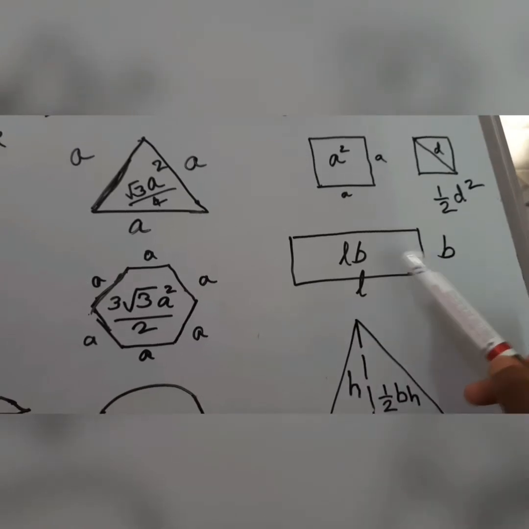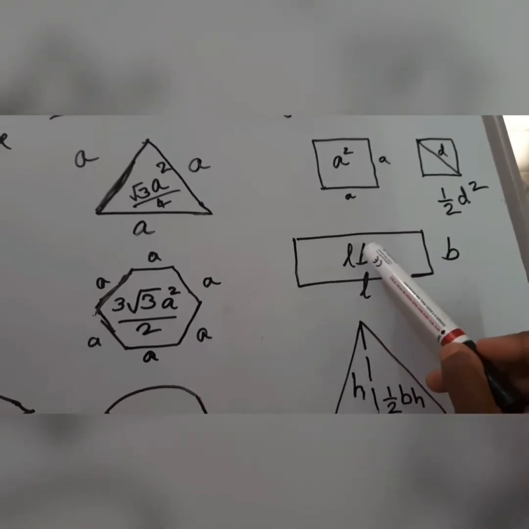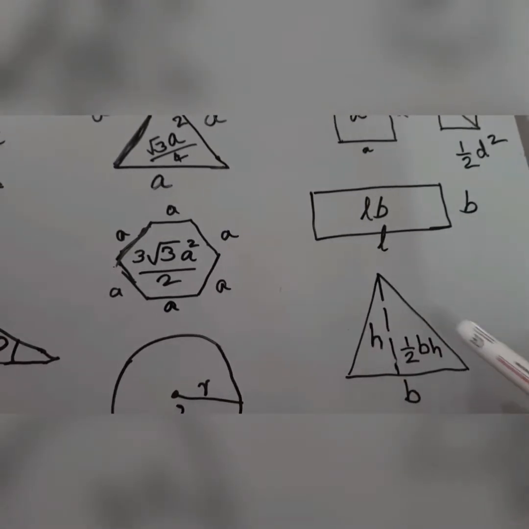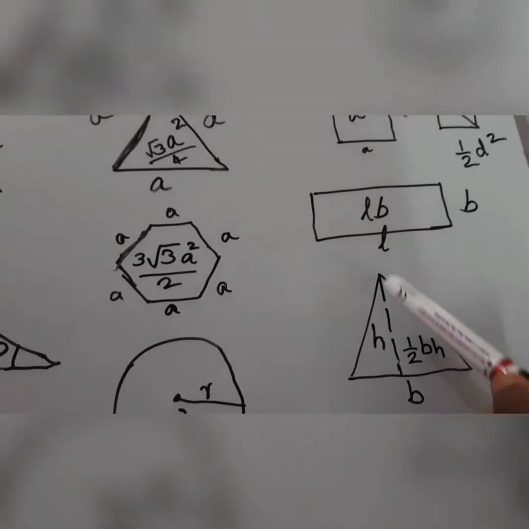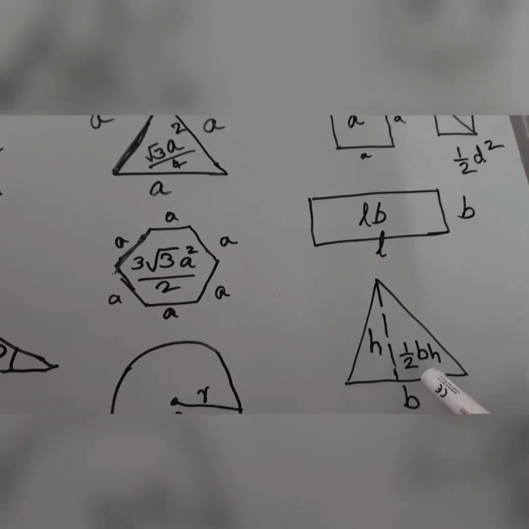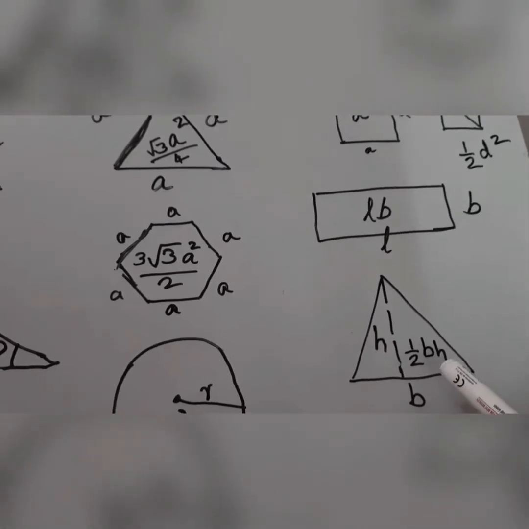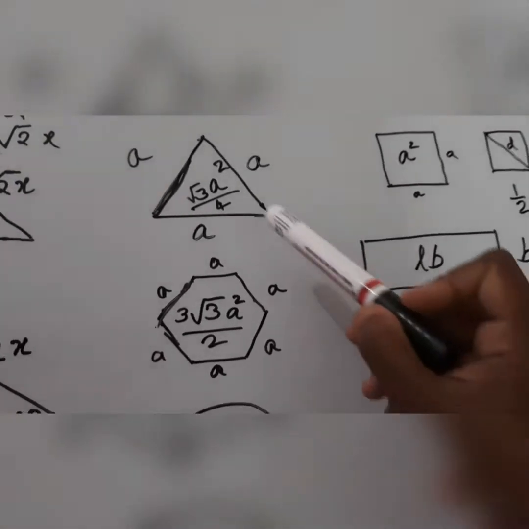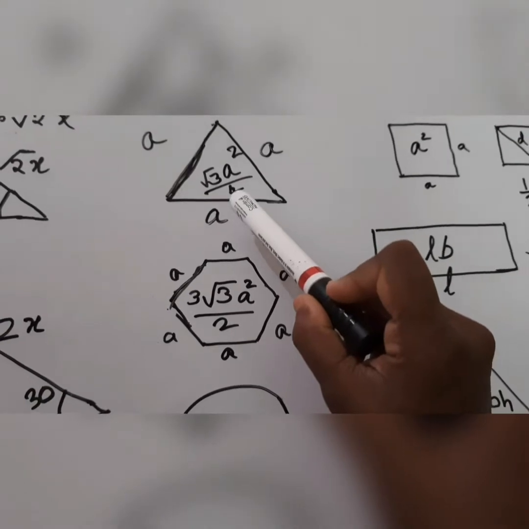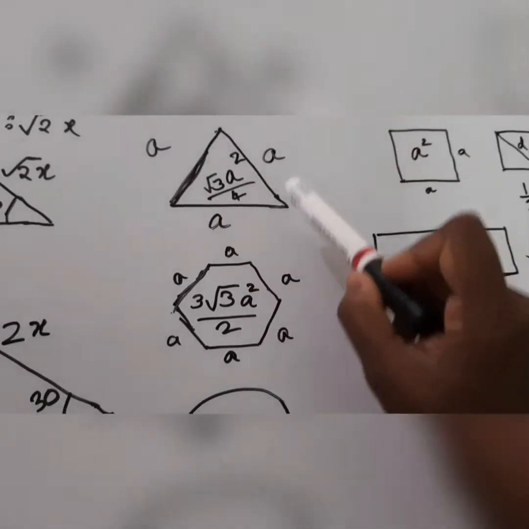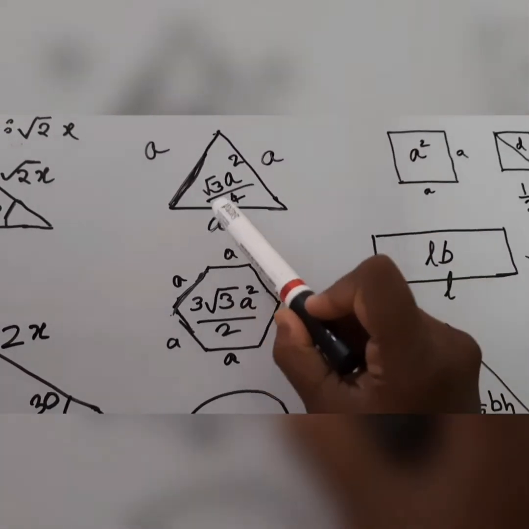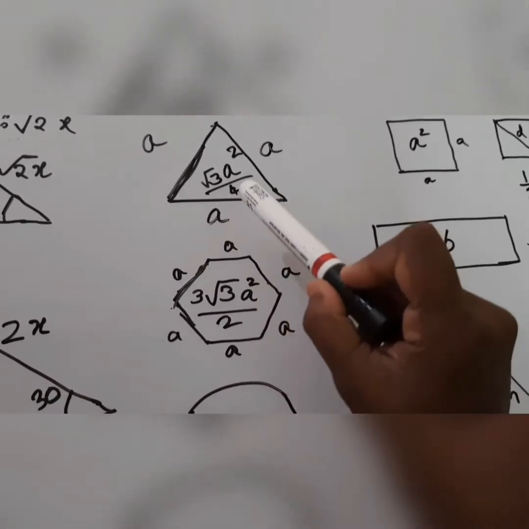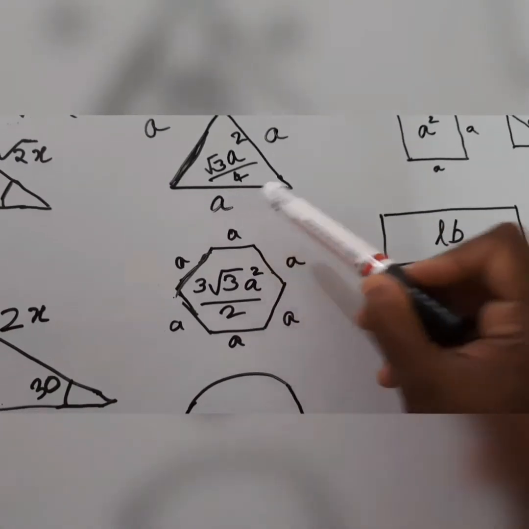Now this is a rectangle. The area of this rectangle is length into breadth, that is LB. Now the triangle. In this triangle, this is the base, this is the height. Area of triangle is half into base into height, that is half BH. Now we can go to the equilateral triangle. In an equilateral triangle, all the sides are equal, that is A. The formula for this is root 3 A square by 4.